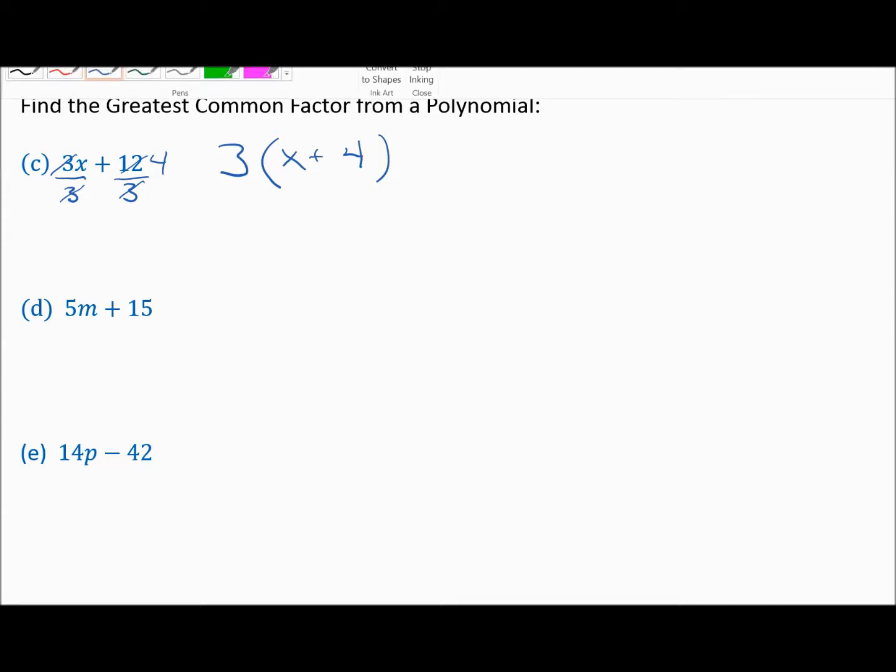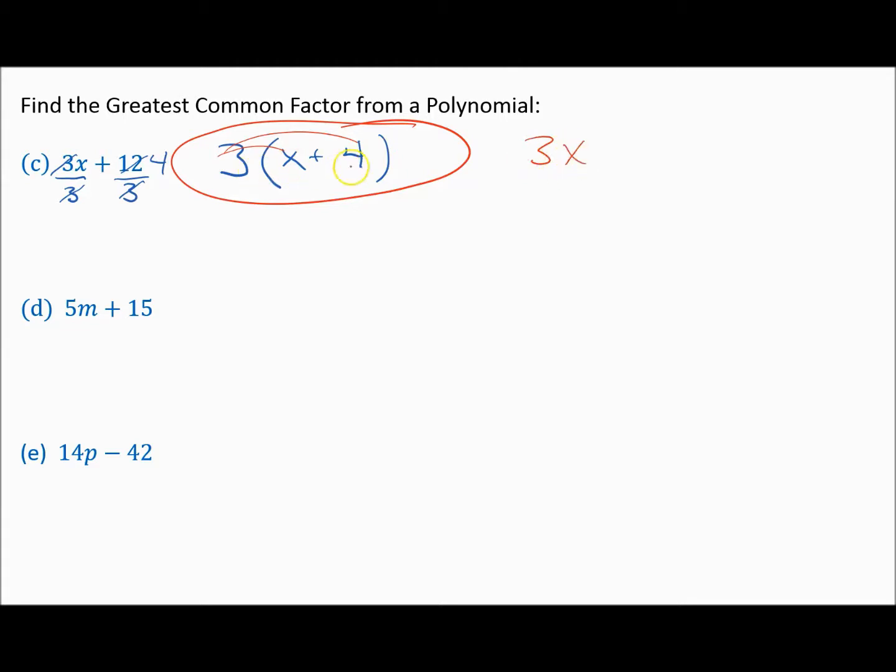Now, you could check this, right? And I advise checking it. This is your answer. But to know if it's right, you could just distribute the 3 back in. So that would be 3x plus 3 times 4 is 12. So it checks out just fine. And that's the good news about factoring, is you can check every one of your problems by taking your factored result and expanding it or multiplying it back out to see if you don't get the original problem. So let's take a look at the next one.